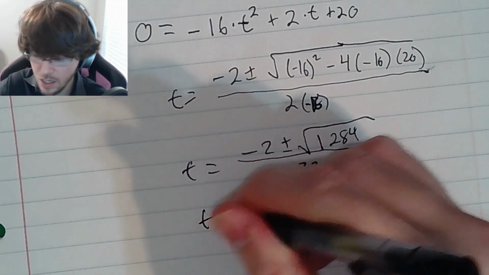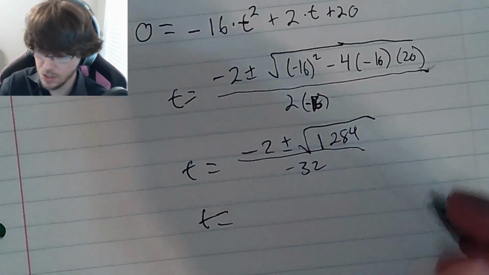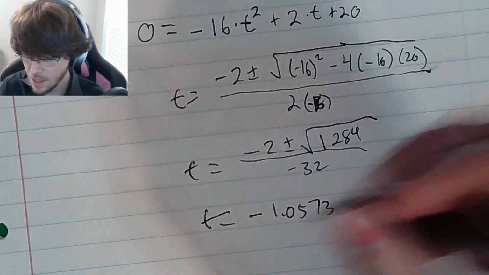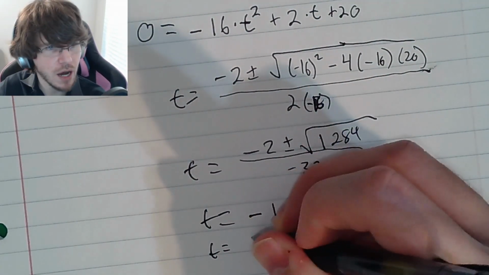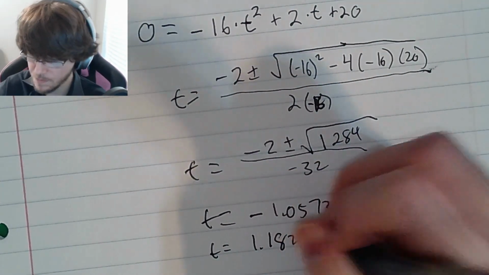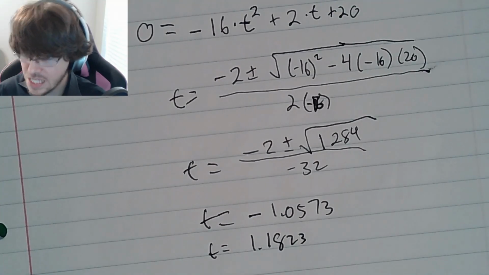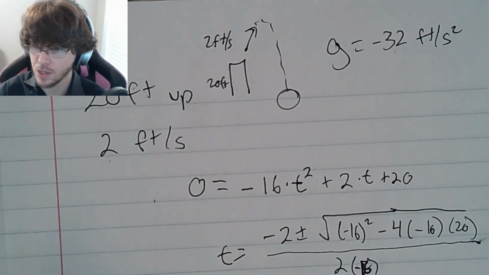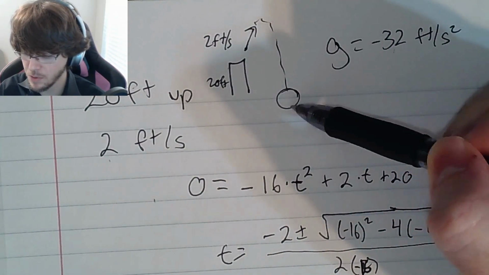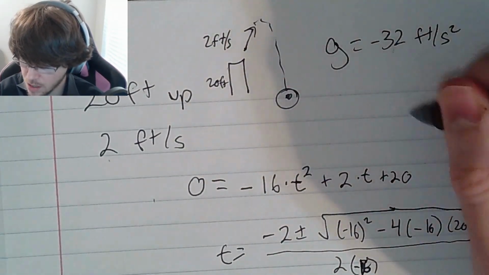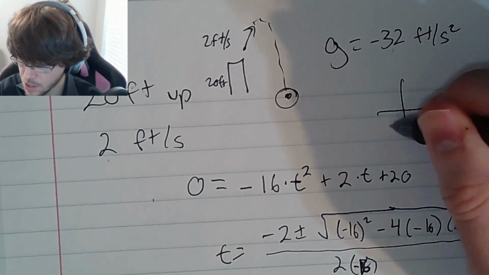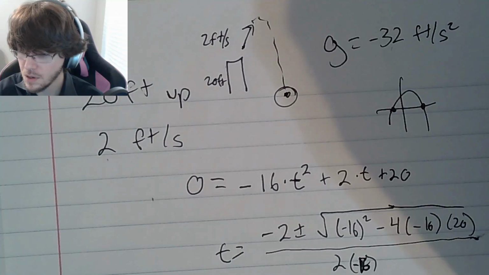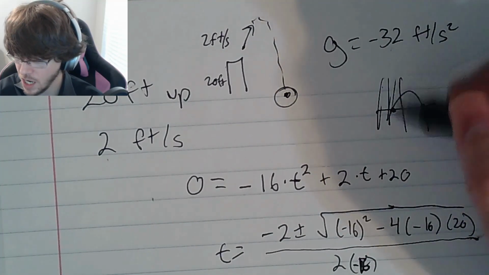And if you do the work on it and put it in the calculator, you get decimals. You get t equals negative 1.0573 and t equals positive 1.1823. This is a real world problem, so we have these two answers. Let's look at the drawing that I did up here. So I threw it up in the air, and that's my parabola. Where it hits the ground right here, looking like a regular old parabola picture, these are our solutions where it equals 0. In this problem, this part of the graph doesn't exist.